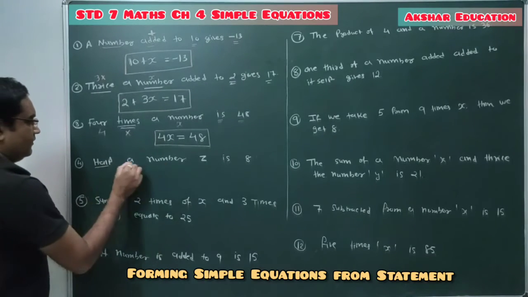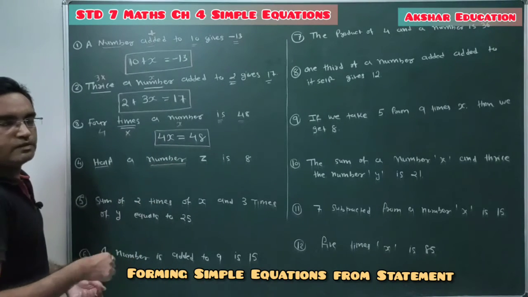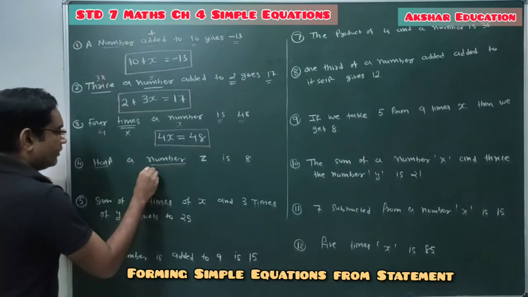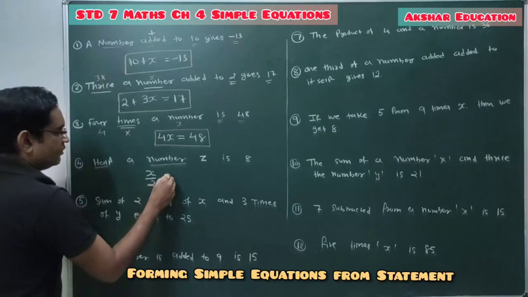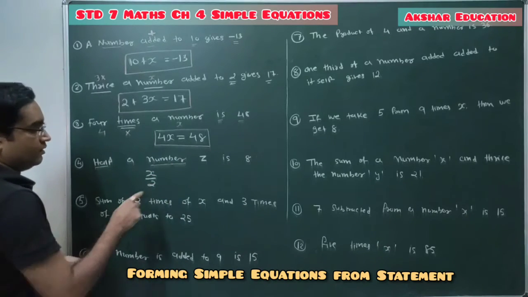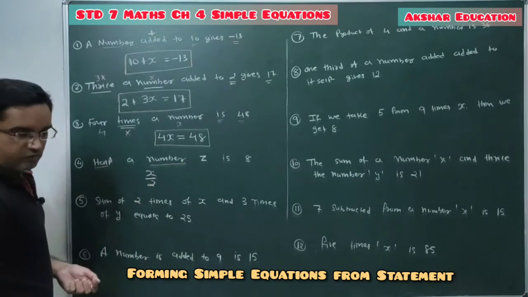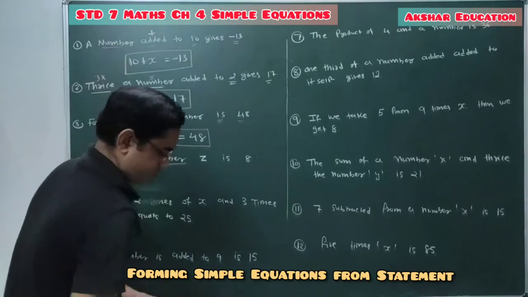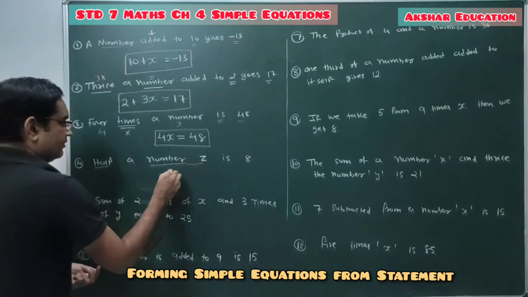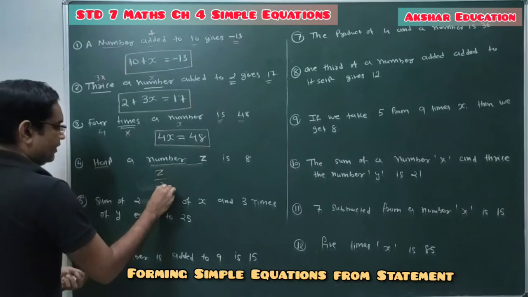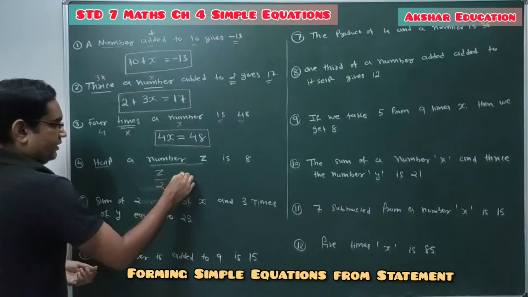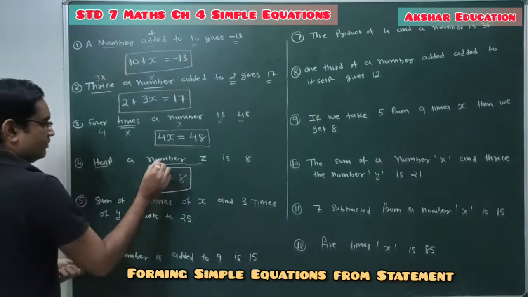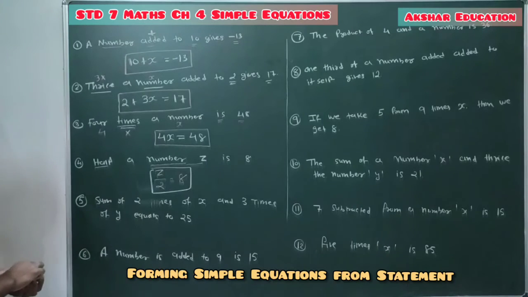Half of the number z is 8. Half means 1 by 2. Let the number be x, so half of the number is 1 by 2 of x, so it's x by 2. Here the number is given as z, so we can't take another variable for that number, we have to take z only. So half of the number z is z by 2, and half of the number z is 8. So this is the simple equation for statement number 4.